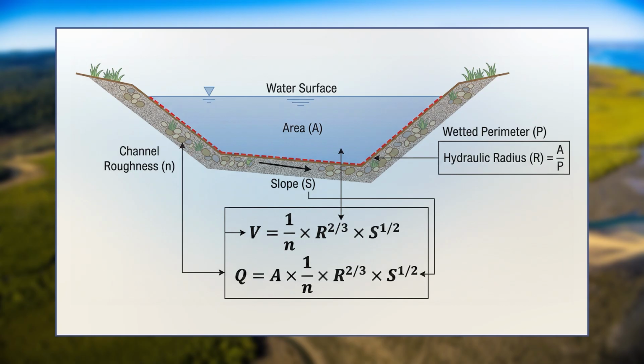R^(2/3) × S^(1/2), where V is the average velocity of flow in meters per second, R is the hydraulic radius in meters and S is the slope which is dimensionless. The Manning's roughness coefficient n depends on characteristics such as sediments, vegetation and sinuosity. While the rating curve is empirical, Manning's equation is a theoretical concept for estimating discharge in ungauged rivers.